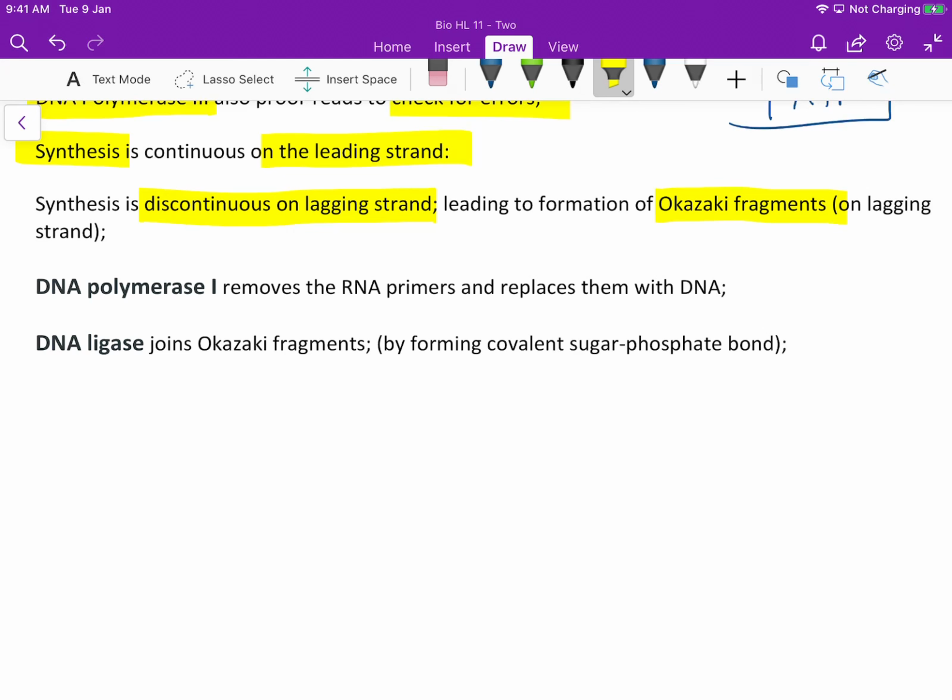We also had the need to replace, and this happens both on the leading and the lagging strand, polymerase 3 needs to replace the RNA primer with DNA, and ligase needs to join Okazaki fragments, and it also joins on the leading strand as well. It needs to join the gap in the double helix, which was caused by the RNA primer being there to start with.